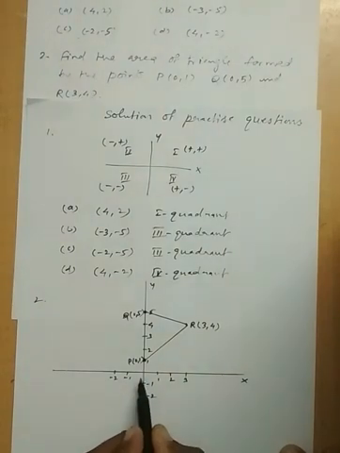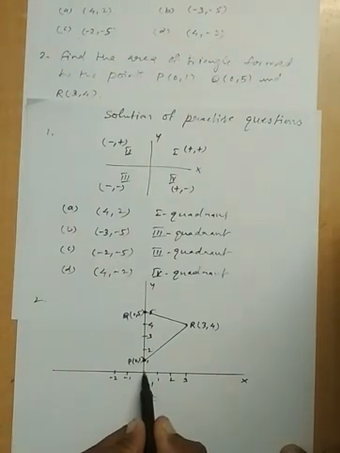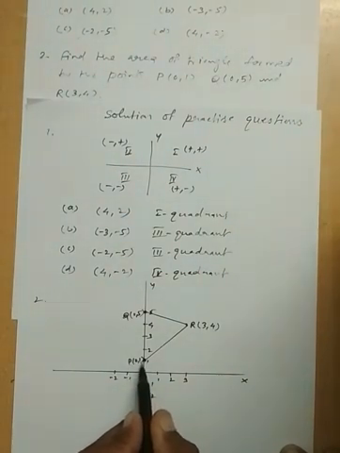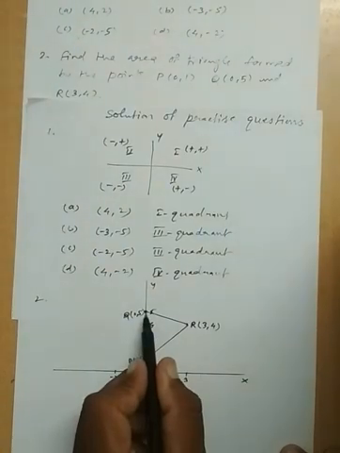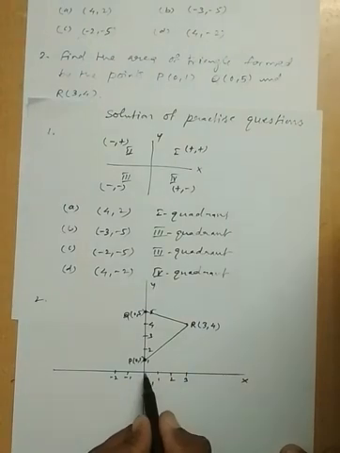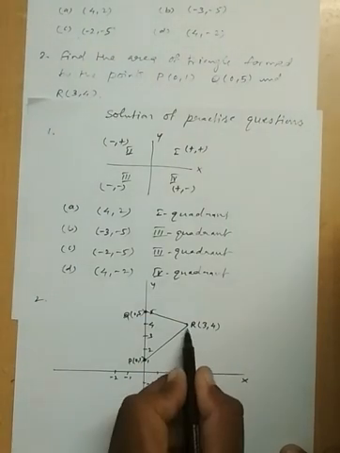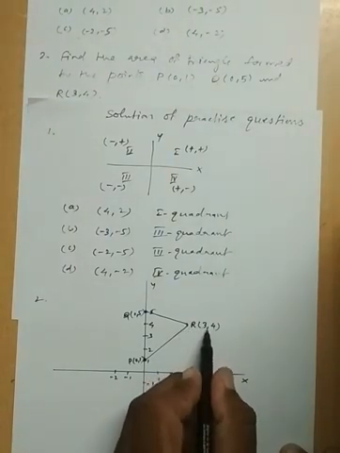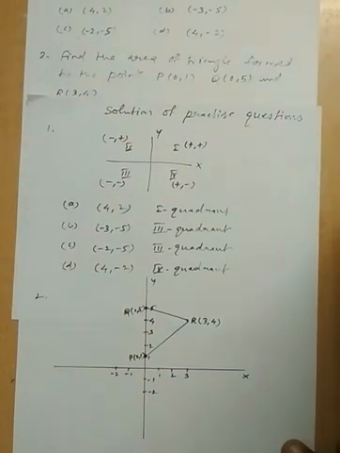First point P(0, 1), so first 0 is at the origin on the x-axis, and move 1 unit on the y-axis, then this is the point (0, 1). Q(0, 5), the same thing, (0, 5). And the third point is R(3, 4), so first move 3 units on the x-axis and 4 units on the y-axis, so this is the point R, and join them. This is the triangle PQR.